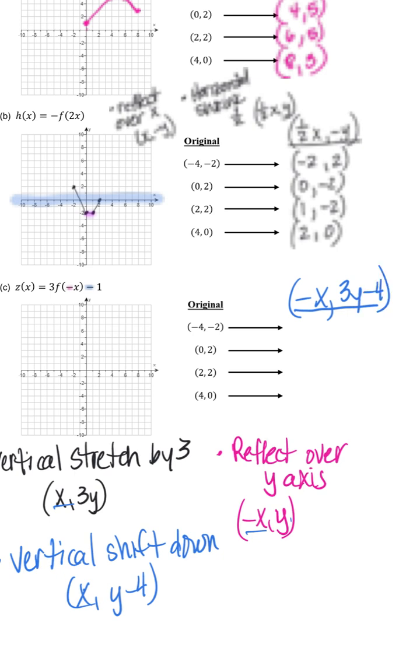And now I can get my new points. So I'm going to change all the signs of the x values. So this is going to be 4, 0, -2, -4. So I'm just changing the signs of the x values. And then I'm going to take the y values, I'm going to multiply by 3, and then subtract 1. So -2 times 3 is -6.